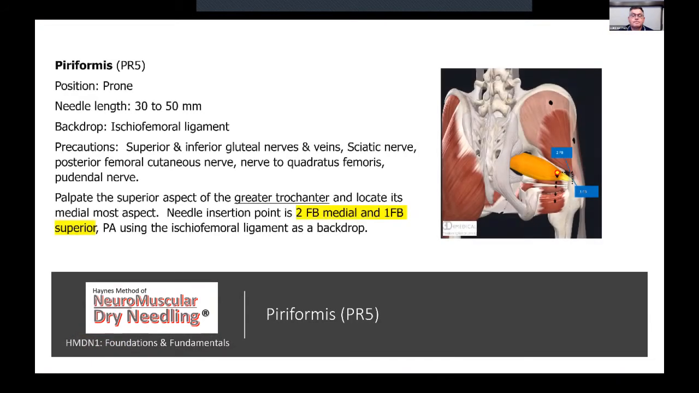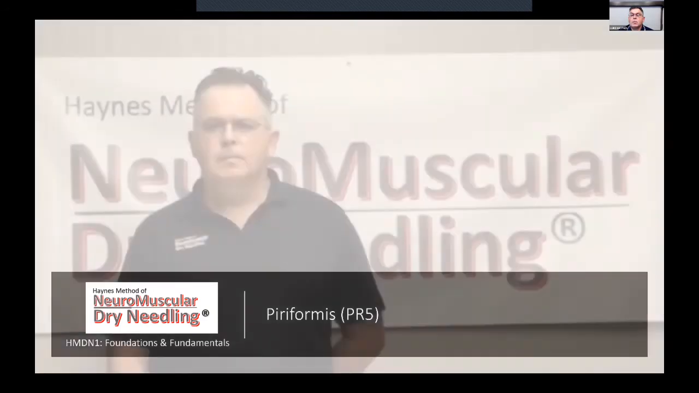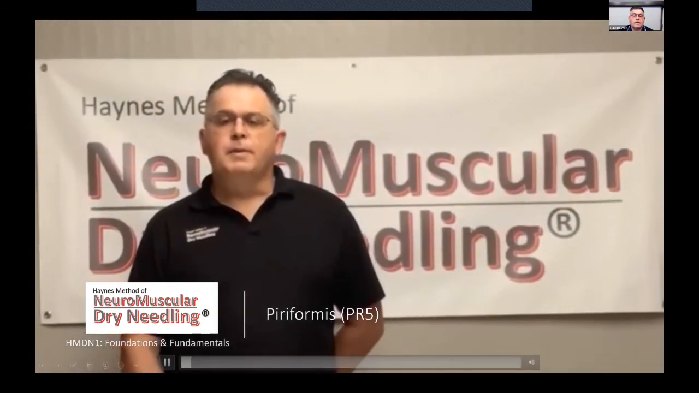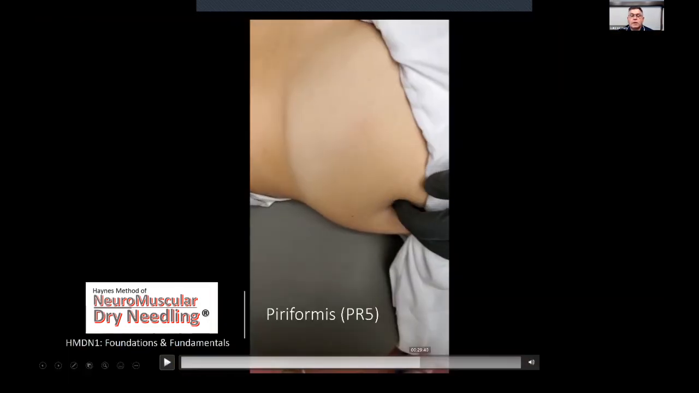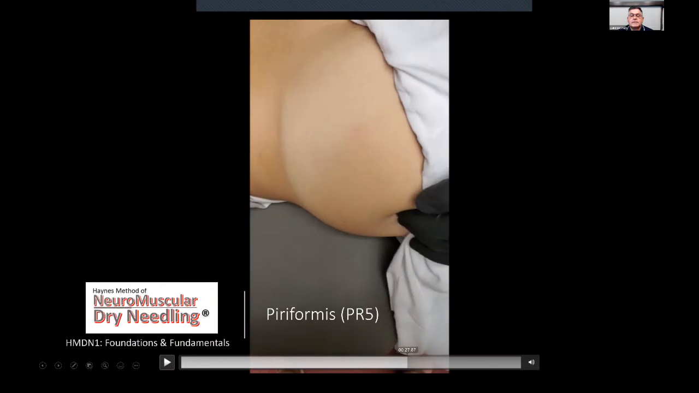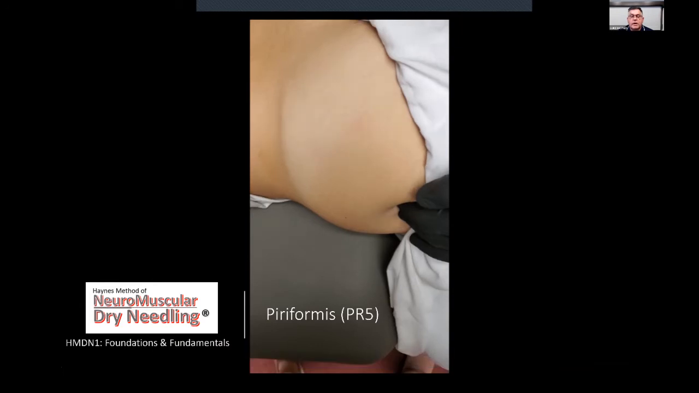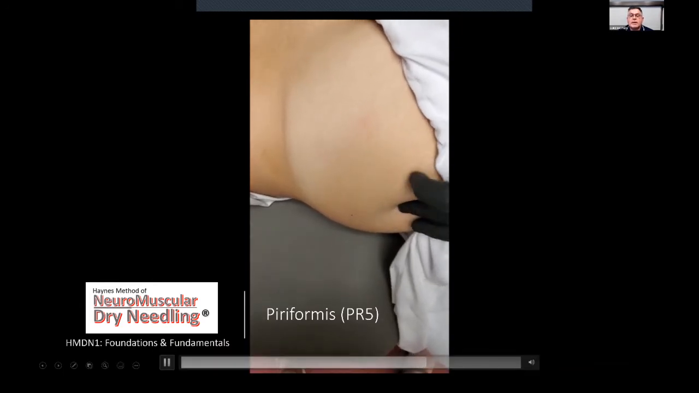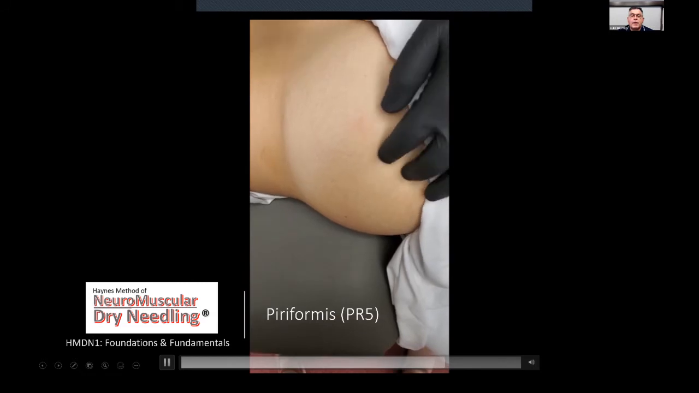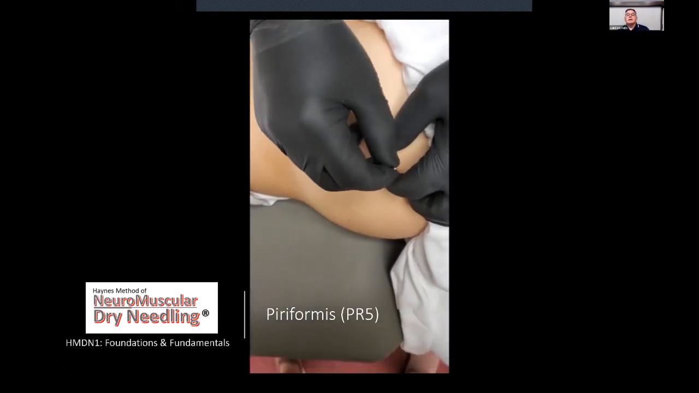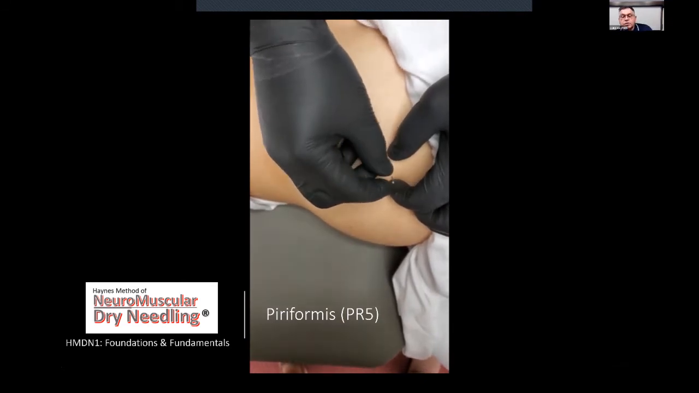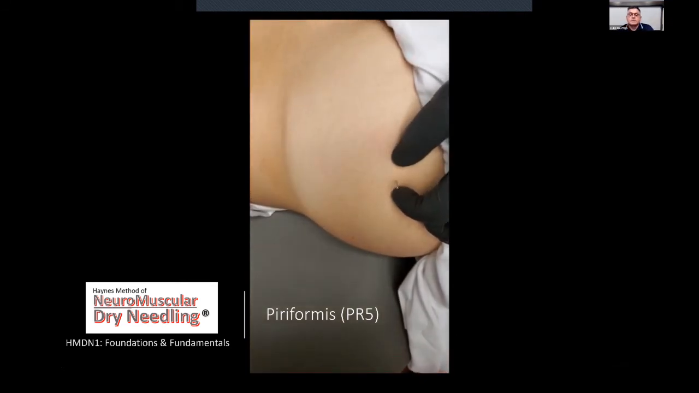Piriformis. I'm going to skip the chit chat here. What we're going to do is locate the cranial-most aspect of the greater trochanter. We're going to move 2 finger breadths in a frontal plane towards the medial aspect, and then 1 finger breadth cranially, and then we'll needle posterior to anterior to land into the lateral most portion of piriformis.